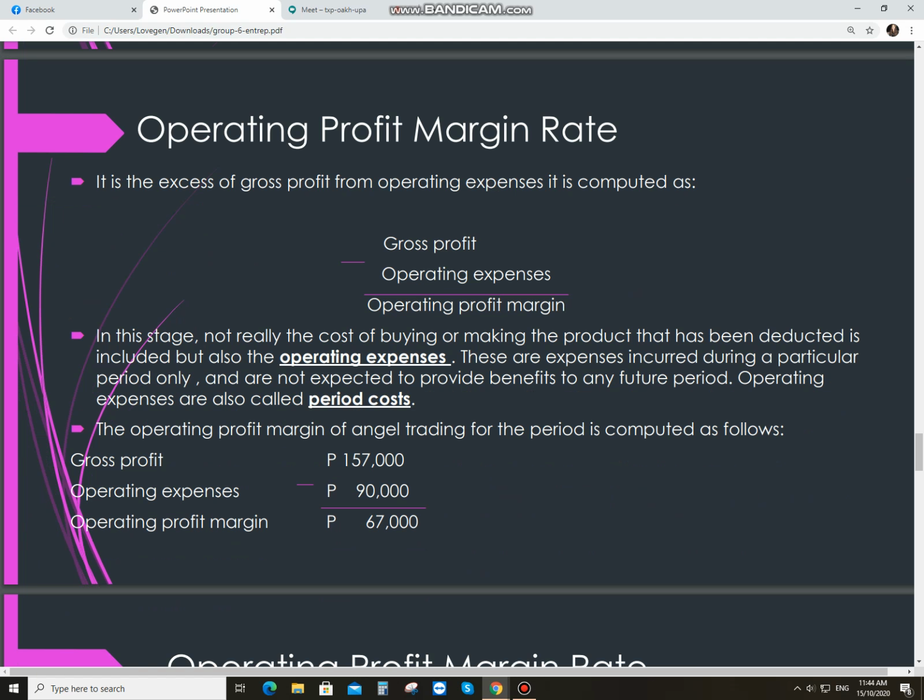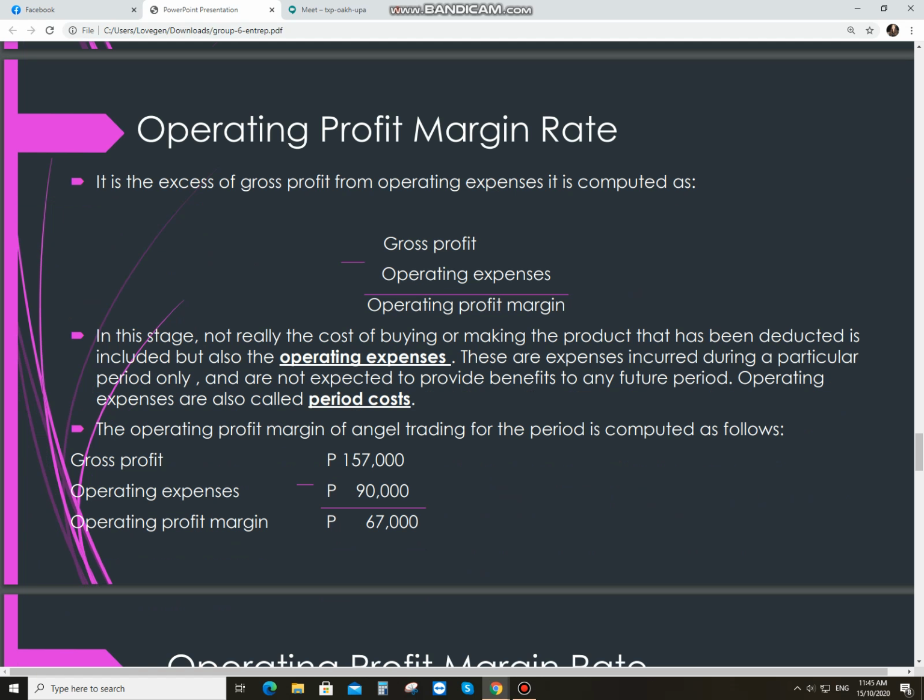I am Alvin Risa Avedra and I will be reporting about operating profit margin rate. So, operating profit margin rate. It is the excess of gross profit over operating expenses. Operating profit margin is computed as gross profit less operating expenses. So, the answer is the operating profit margin.